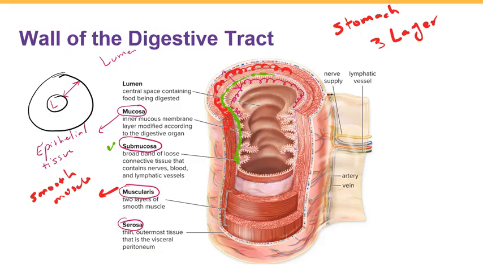And then finally, the outermost layer is another connective tissue, the serous membrane, which is called the serosa. The outermost tissue, which covers our organ, is the serous layer or serosa layer.